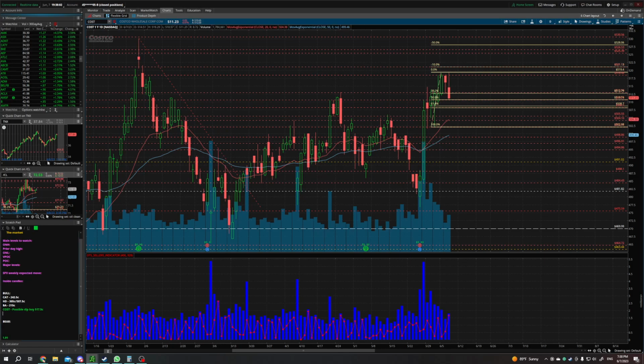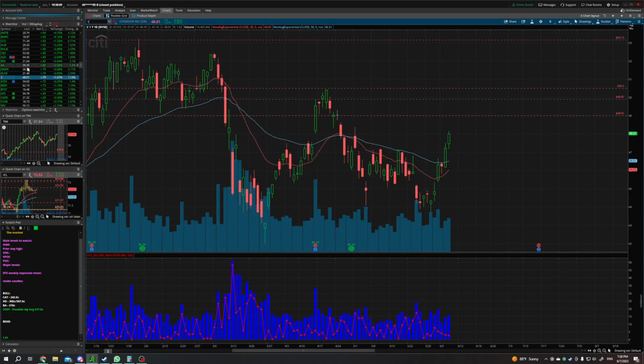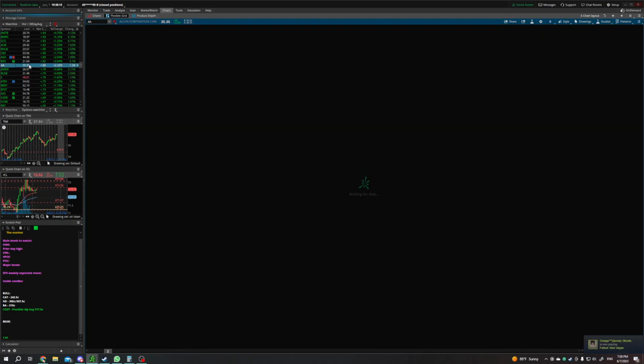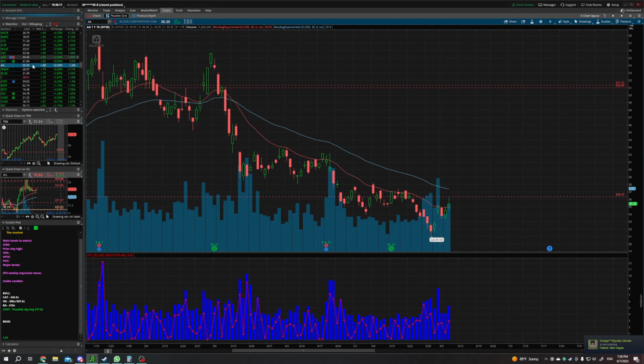Let's look at something else. I'm gonna go a little bit through the scanner a little more. Citibank. That's looking good right there. AA. Alcoa. Not so bueno. Staples. I don't even know what they do.